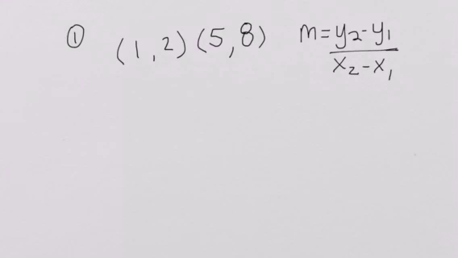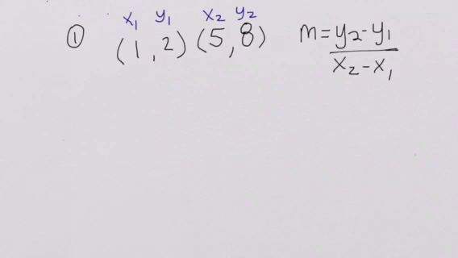So the first thing that we're going to be given is ordered pairs. What we're going to do is we're going to label the parts so that we know which part goes where in the formula. So we're going to start with the 1, and our 1 is going to be our x1. And our 2 is going to be our y1. Our 5 is going to be our x2. And our 8 is going to be our y2.